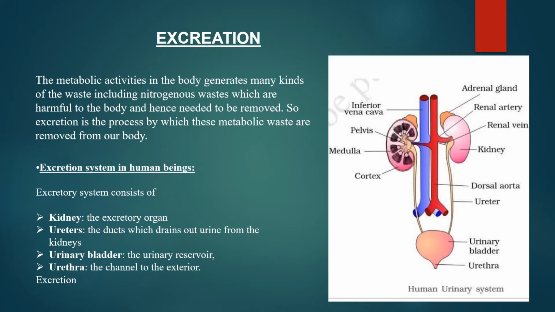The excretory system consists of the kidneys, ureters, urinary bladder and urethra. In this picture you can see the pair of kidneys, which is located in the backside of the abdomen. Each kidney runs into a ureter, a tube-like structure which drains urine from the kidney. The ureters continue into the urinary bladder, which is the reservoir of the urine. Then the urethra is the channel for excretion, and the urine is passed out.